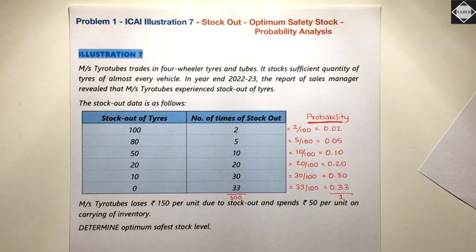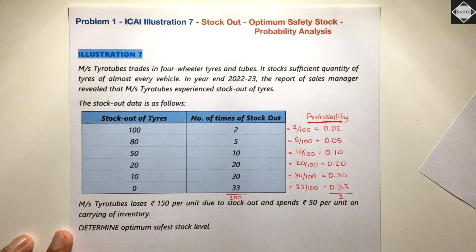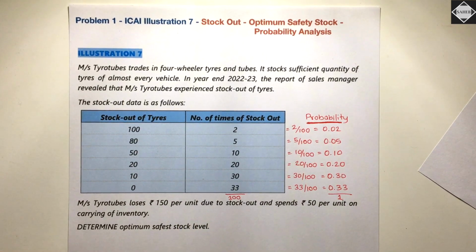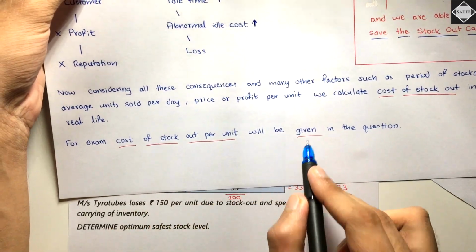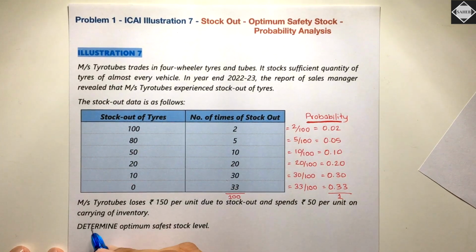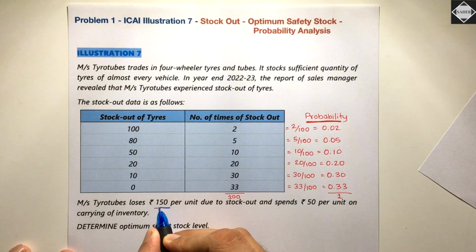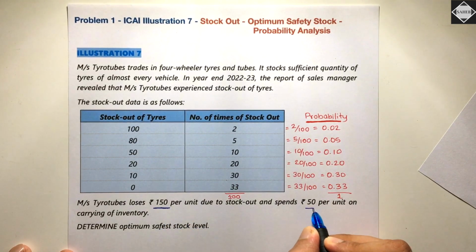Now they have asked us, see here, Messrs. Tyrotubes loses 150 per unit due to stock out. So here they have given us the stock out cost per unit. I told you, stock out cost per unit will be provided to you in the question, while explaining the concept. So it is given, as you can see over here. And then they are saying they spend rupees 50 per unit on carrying of inventory. So this is the carrying cost. This is your stock out cost per unit, and this is your carrying cost per unit.